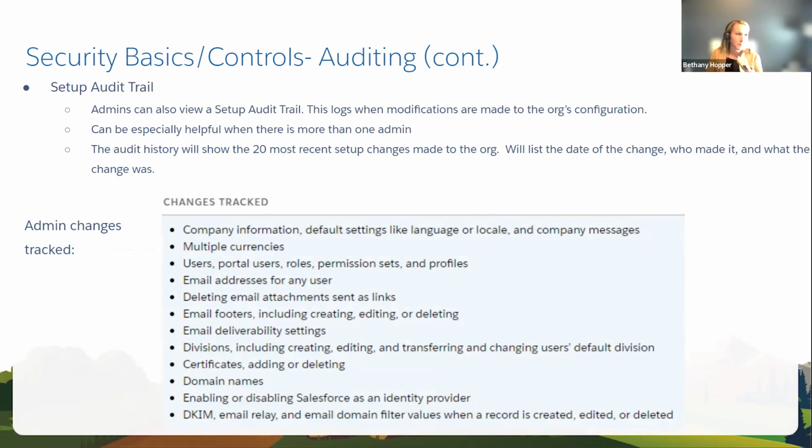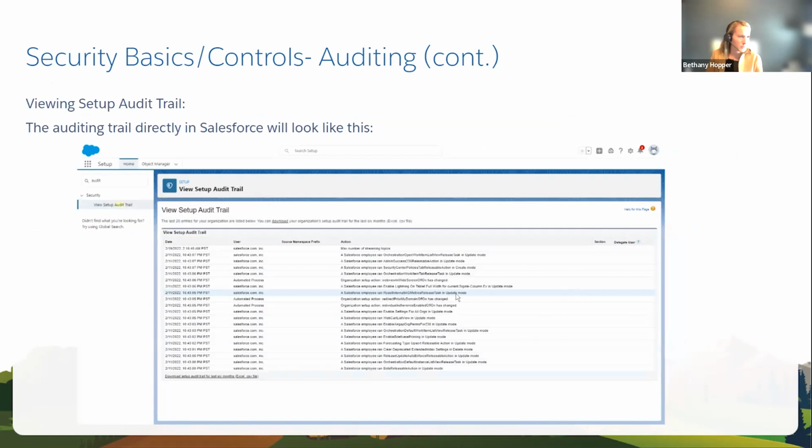You're good. So yeah, like Terry just said, that's going to show the 20 most recent setup changes, list the date, who made it, what the change was. And the example that I added here was just some of the admin changes. I'll go in and show you, but there's a whole list of different things that you can see. This was kind of just a snapshot. And here's kind of what it will look like when you go into view just one of your audit trails. So again, the date, the user, what the action was that they took.